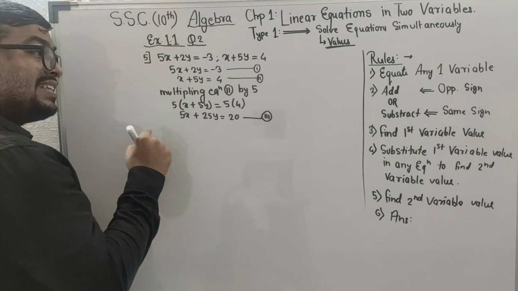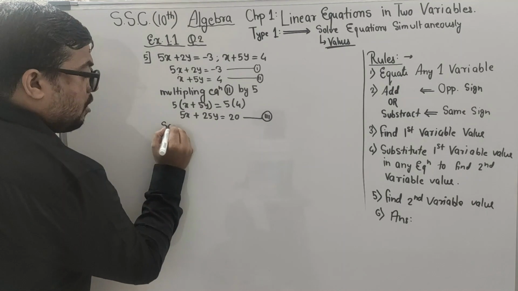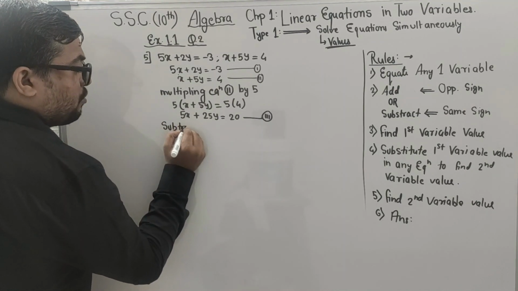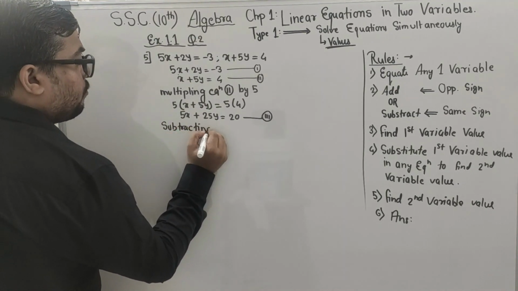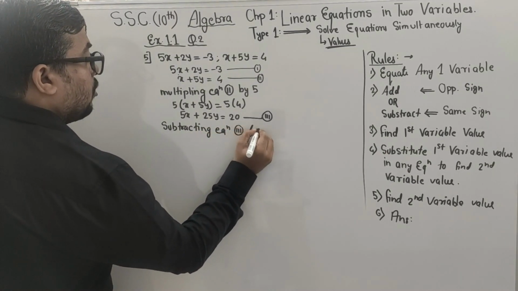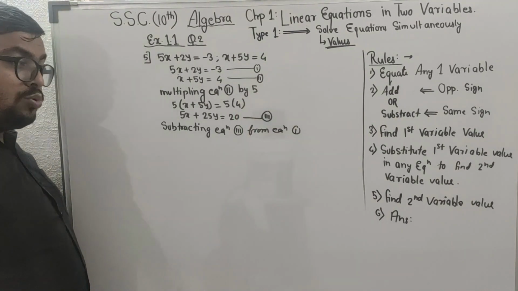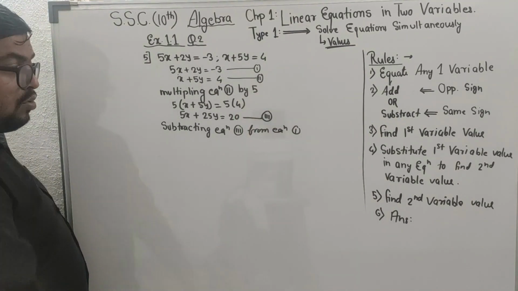Both of the 5x have the same sign. So step number 2 will be subtraction again. Subtracting equation 3 from equation 1. So students, you have to do subtraction.